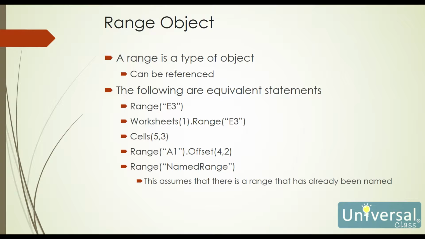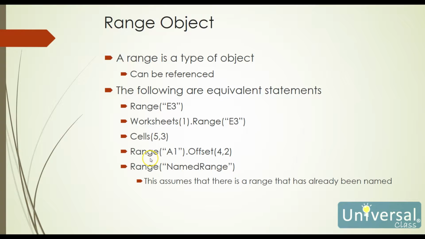The following are equivalent statements. I could say something like Range("E3"), just the cell E3. I could specify a specific worksheet, Worksheets(1), and then Range("E3"). I could say Cells(5, 3), and if you think about it, E is the 5th letter in the alphabet, and then 3 down, so it's the equivalent value for cells. We'll get more into why we do it this way later.